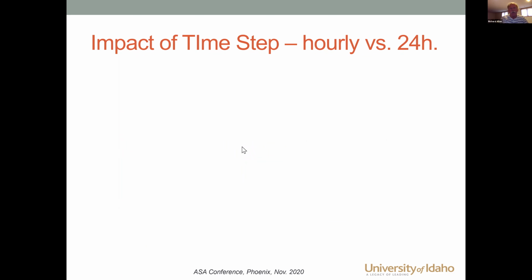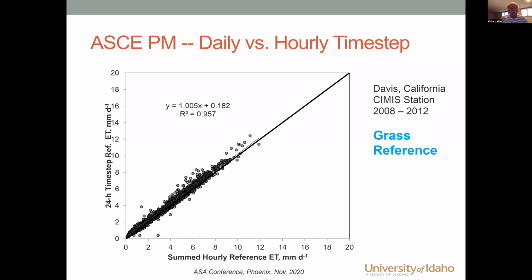Well, what's the impact of time steps? Should we use hourly or daily? Here's some calculations of grass reference evapotranspiration using both a daily and an hourly time step with some data from the CIMIS station near Davis, California. And fortunately, using those standardized coefficients, we can come up with very similar estimates of 24-hour evapotranspiration, whether we use 24-hour weather data or if we calculate with hourly data and then sum over the 24-hour period. So that's a nice outcome.